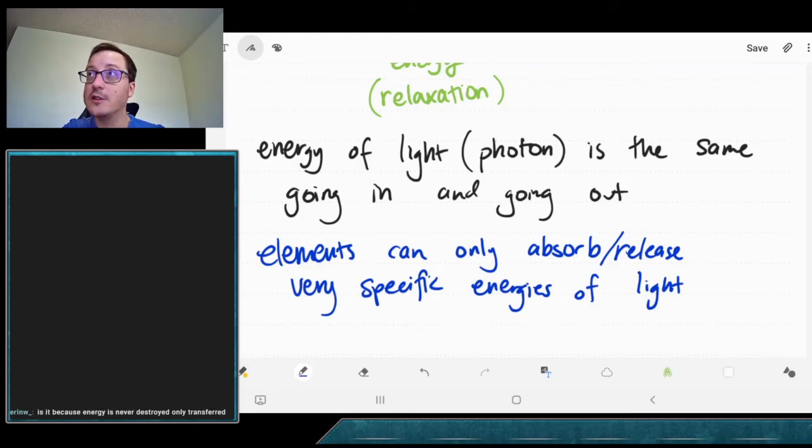Yes, correct, it's only transferred. So we can give energy to something and then it comes out in another form or the same form. Like we take in chemical energy, we give out heat energy or mechanical energy. With these, it's going to be light energy for both. So they'll absorb a specific energy of light, they're going to spit out a specific energy of light, and that's going to be their own thing. So they just hold on to it and then they release it. Okay. Cool.